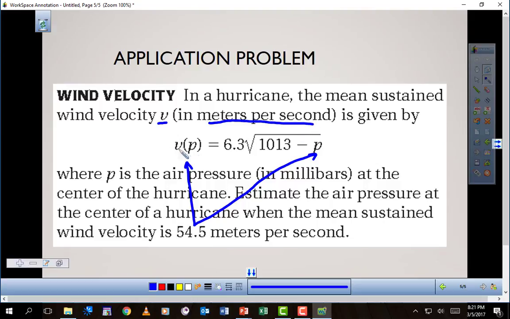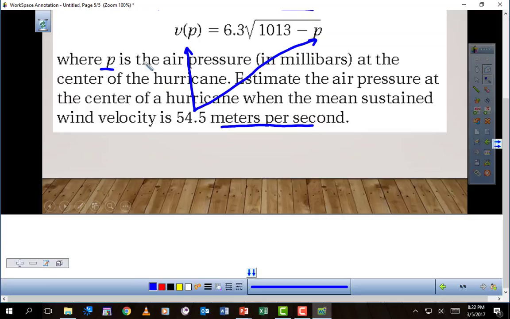So this one, the V of P here, is measured in meters per second, whereas the P is air pressure, and it's measured in millibars. So the fact that they're telling me meters per second tells me that the velocity that I'm putting in for is this one over here. So a lot of amateurs guess, and sometimes they get lucky, and sometimes they don't. Anyhow, this is going to be 54.5 is equal to 6.3 times the square root of 1013 minus p.